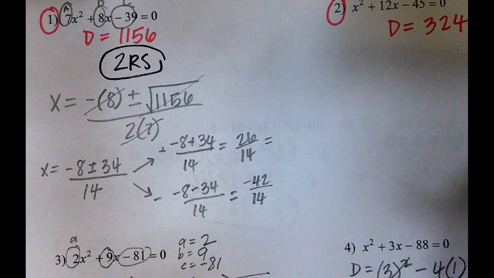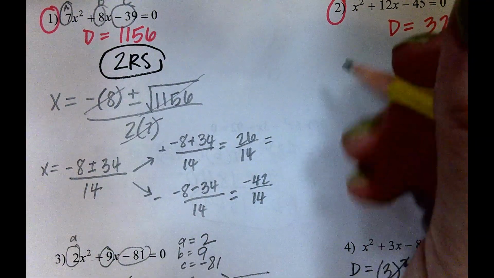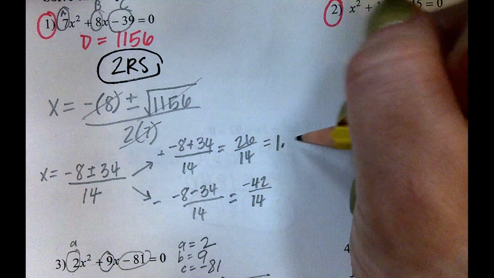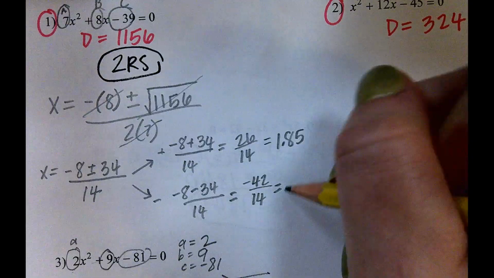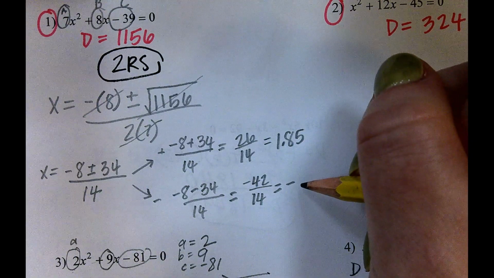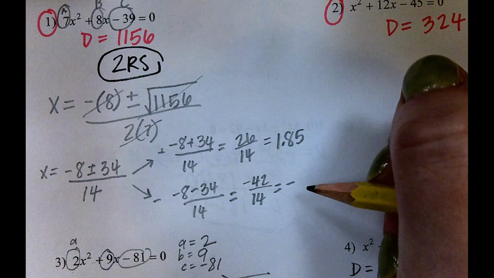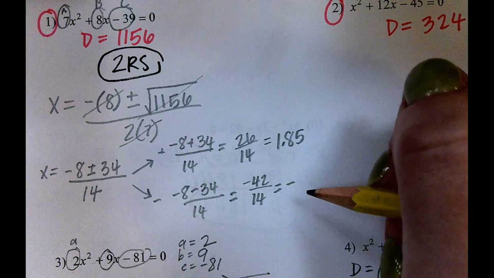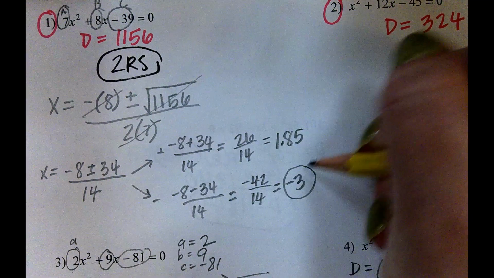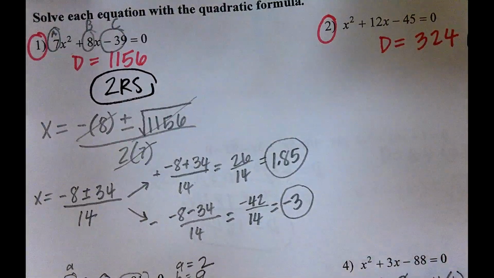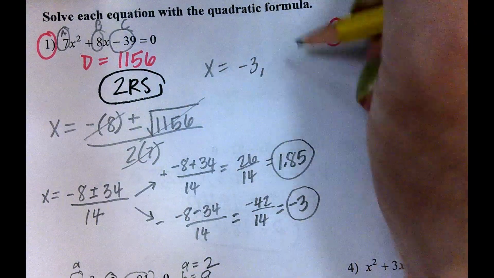The first one is 1.85. Perfect. The other one is minus 3. Good. Those are our 2 answers for number 1. I'll just write that as x equals negative 3 and 1.85.